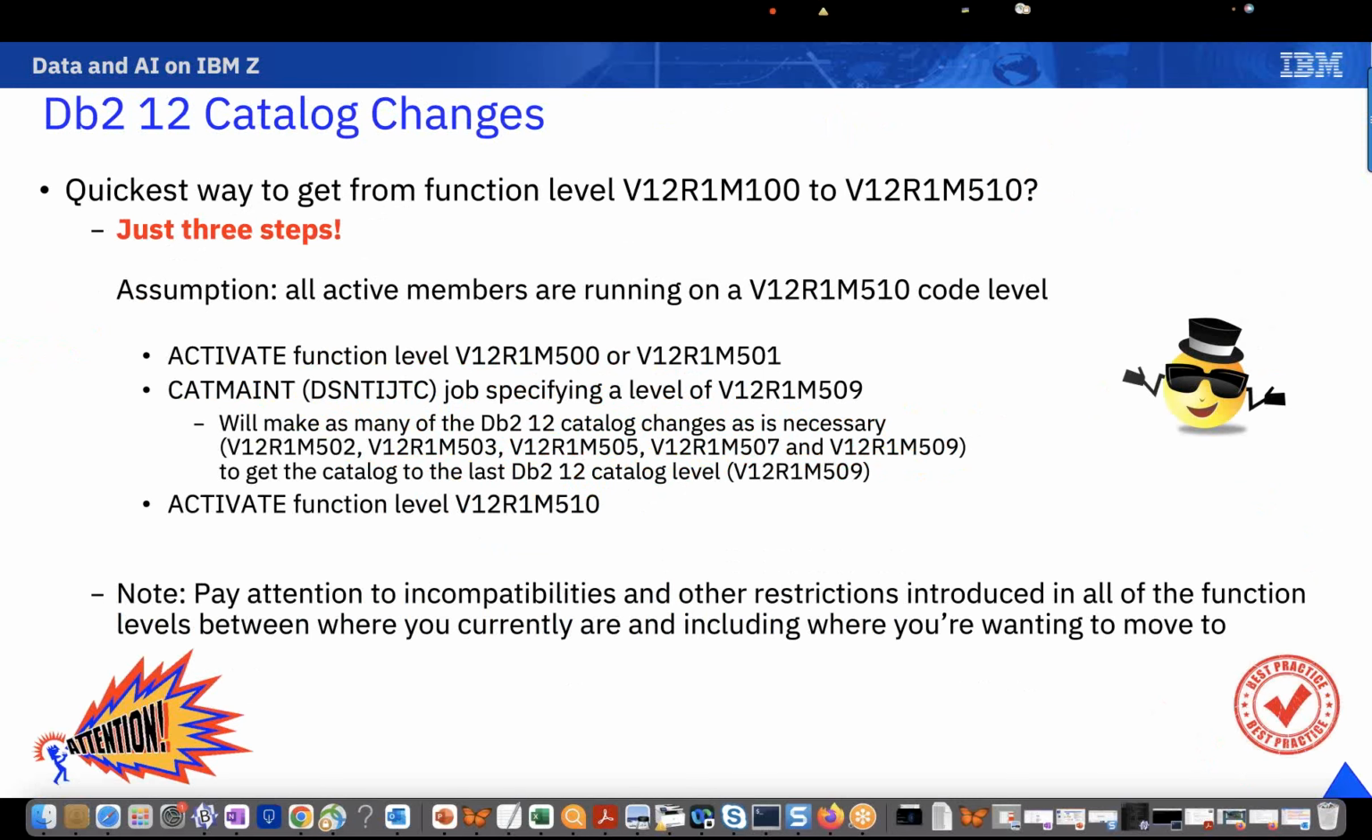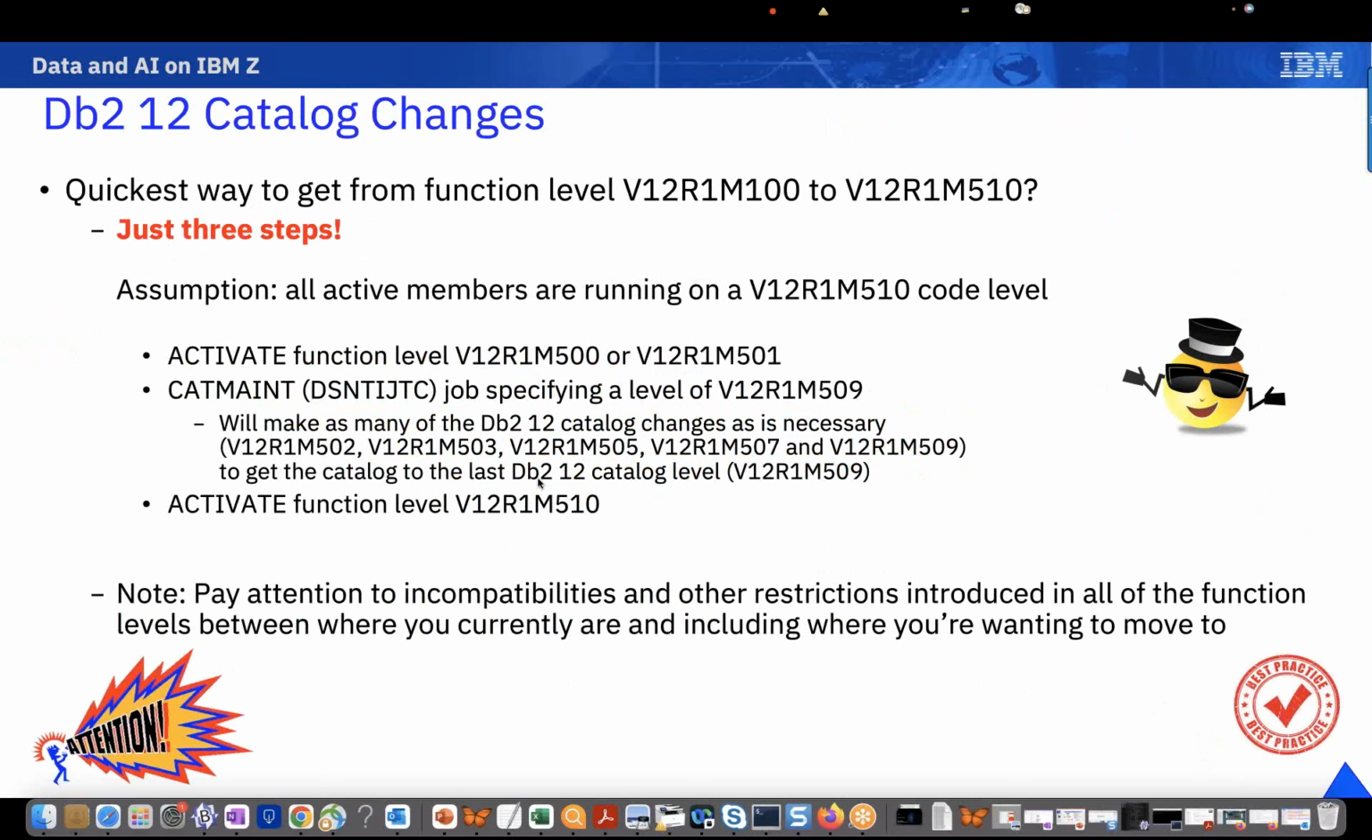You run a CATMAINT and you specify a level of 509. You can also specify 510 and we will figure it out. We will internally do all 5 of those CATMAINTs for you. You don't have to do the 5 CATMAINTs separately. And then you can activate function level 510. So in 3 easy steps, you can go from 100 to 510.